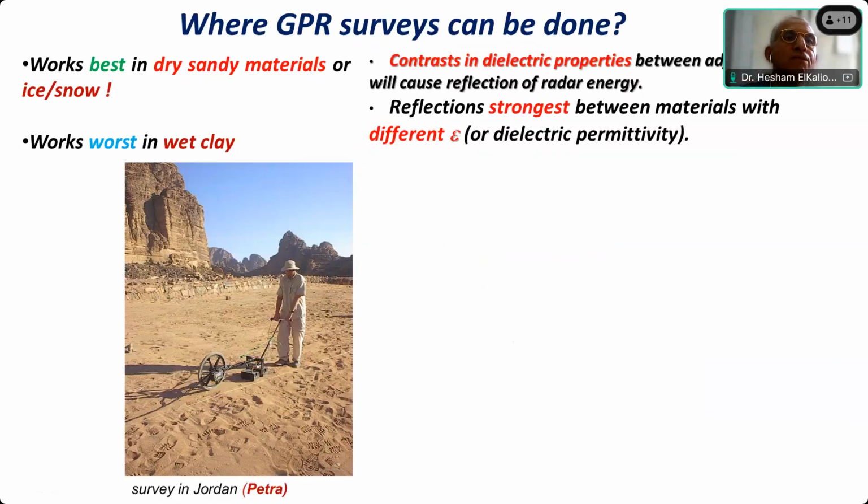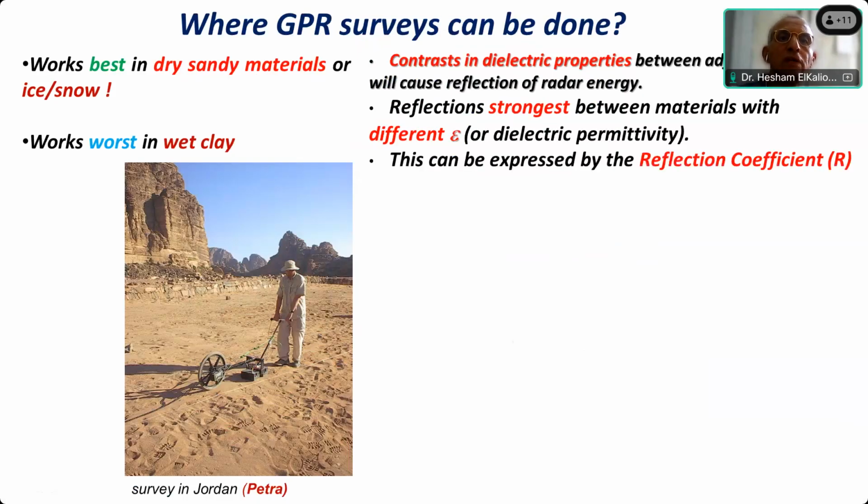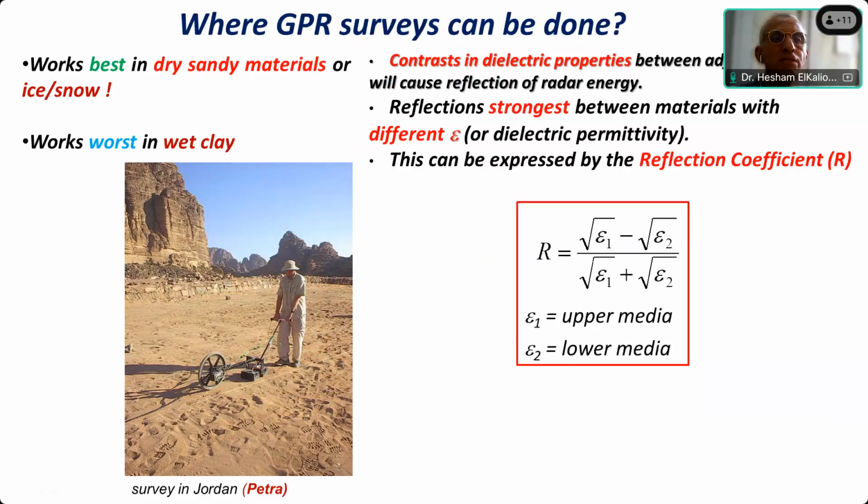To measure this reflection or contrast, we use a reflection coefficient R, which shows the difference in permittivities between the different media. Of course, when we have a high reflection coefficient, then we can see clearly. We have a high contrast. When we have a small reflection coefficient, then we cannot discriminate between the materials easily.